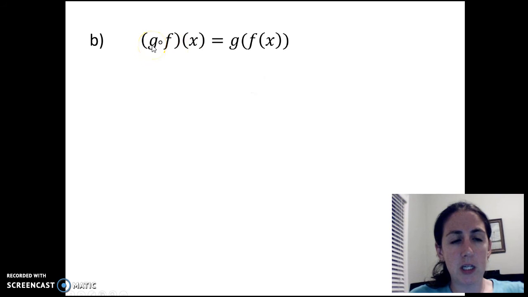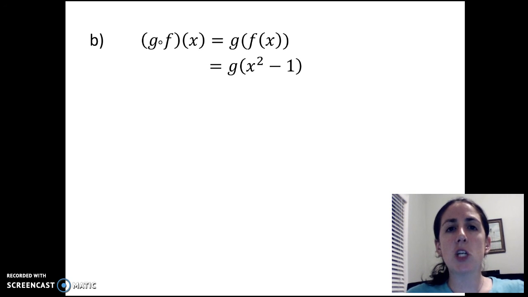G is the first function here, that's the outside function. F comes after the composite symbol, so that's the inside function. So we're going to evaluate g at f of x. Remember what f of x was, x squared minus 1. So into g, we're going to put the entire f function.